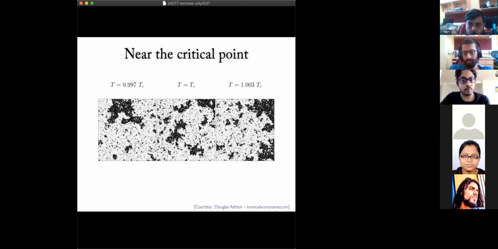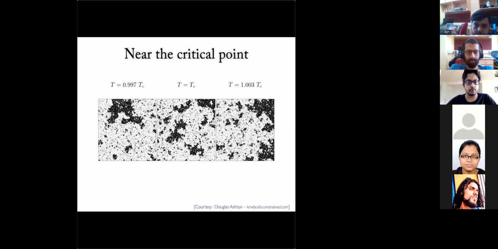Okay. So let's look at a system near the critical point. So this is a Monte Carlo simulation of the Ising model, right at the critical point, a little below the critical point, and slightly above the critical point. And black represents up spin and white represents down spin. And what we're going to do is to look at a specific system size, and then we're going to look at larger system sizes and look at the long distance behavior.